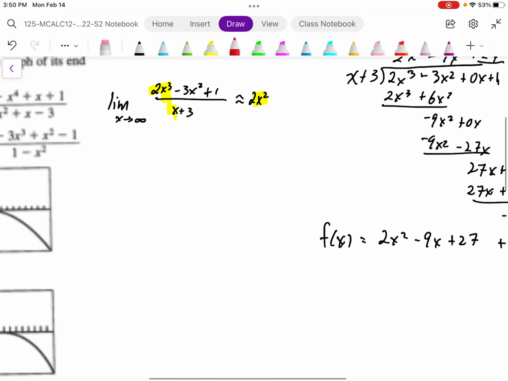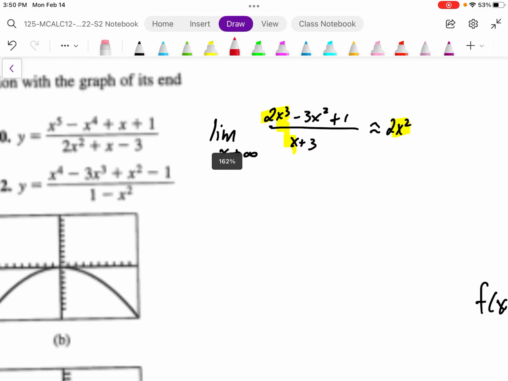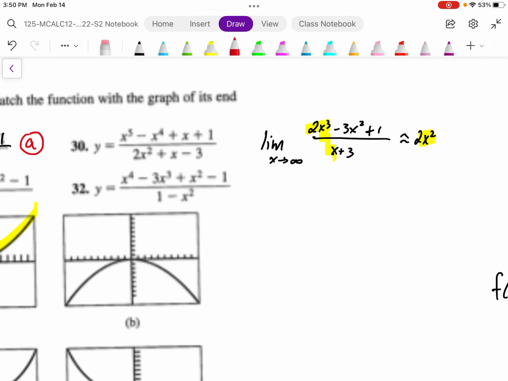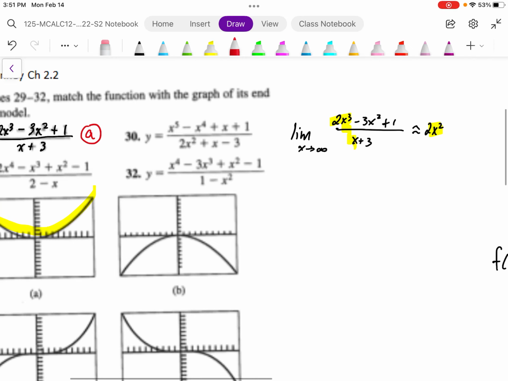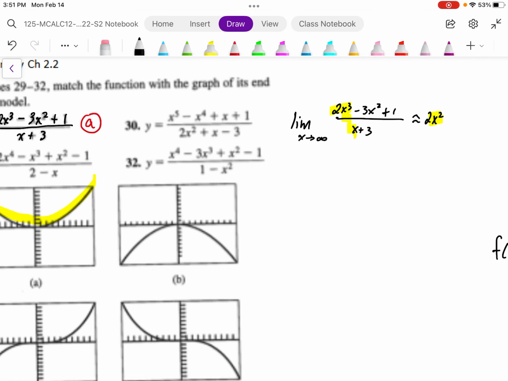Now again, we didn't need to do all this analysis, because if we just take a quick look at this and just compare the highest power in the numerator and denominator, we can see it's going to behave like a 2x squared parabola. So then we could do the same with the other ones. So this is 29. Number 30 looks like this. The limit as x goes to infinity of x to the 5 minus x to the 4 plus x plus 1 all over 2x squared plus x minus 3. Okay, just going to clean that up a little bit.